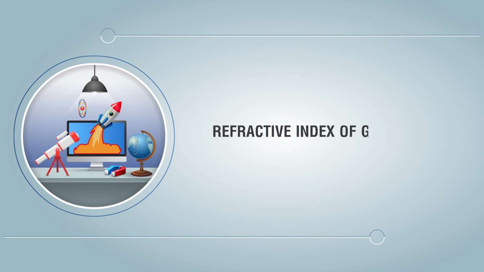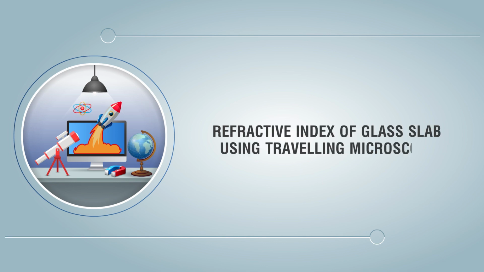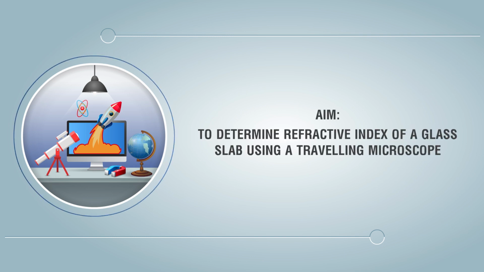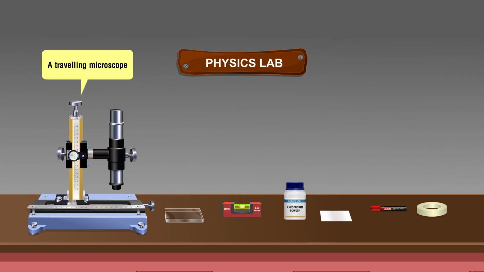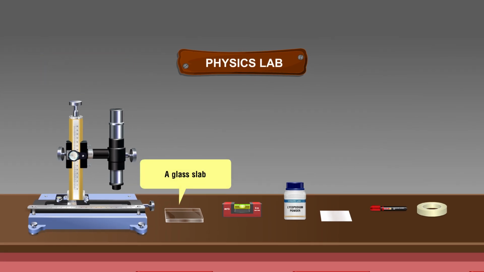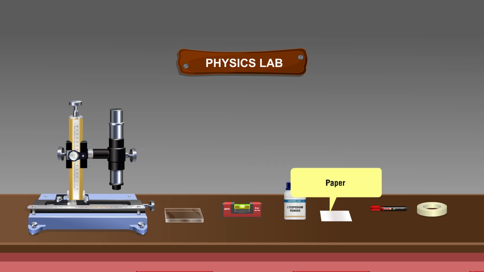Refractive index of a glass slab using a travelling microscope. Aim: to determine the refractive index of a glass slab using a travelling microscope. Materials required: a travelling microscope, a glass slab, spirit level, lycopodium powder, paper, a marker, adhesive tape.